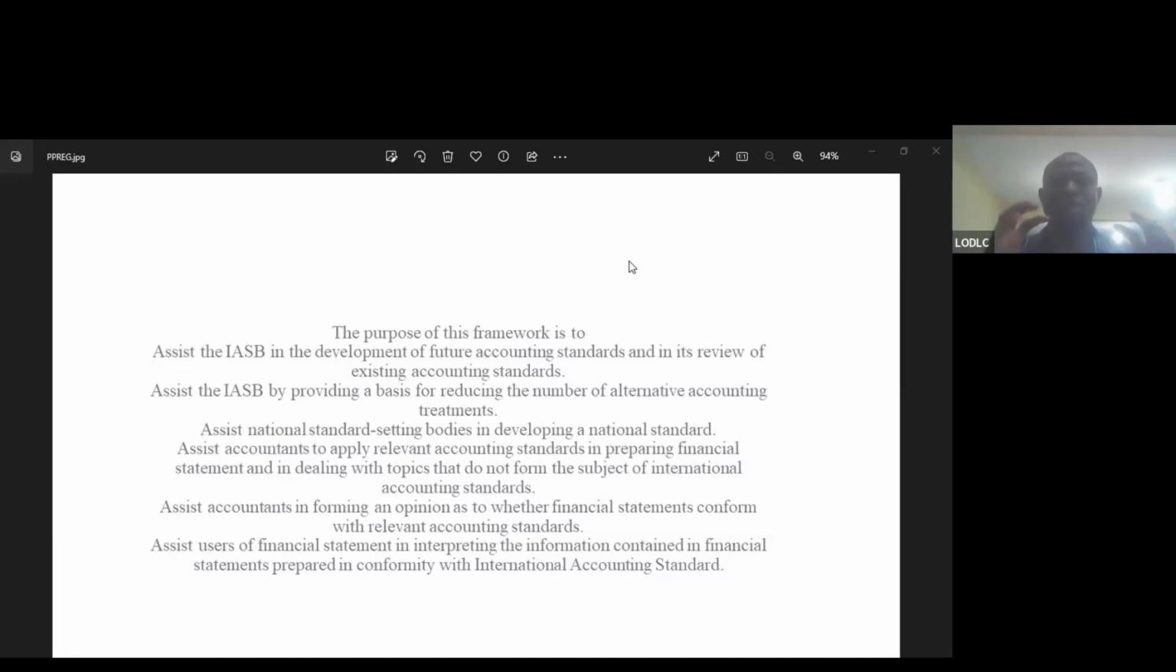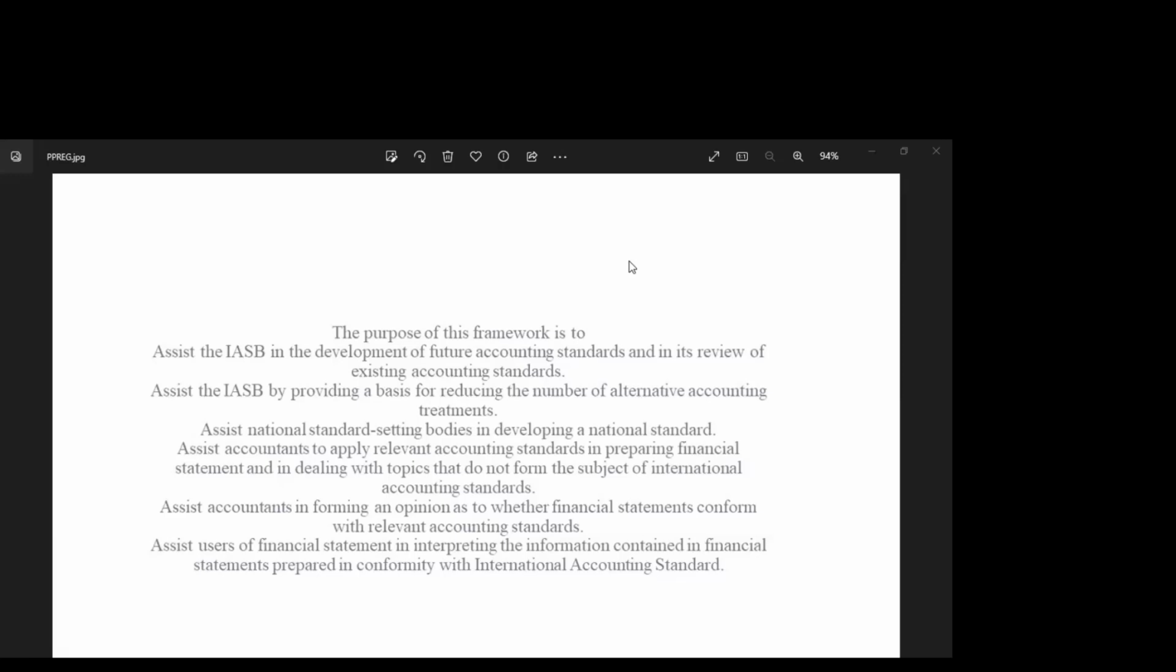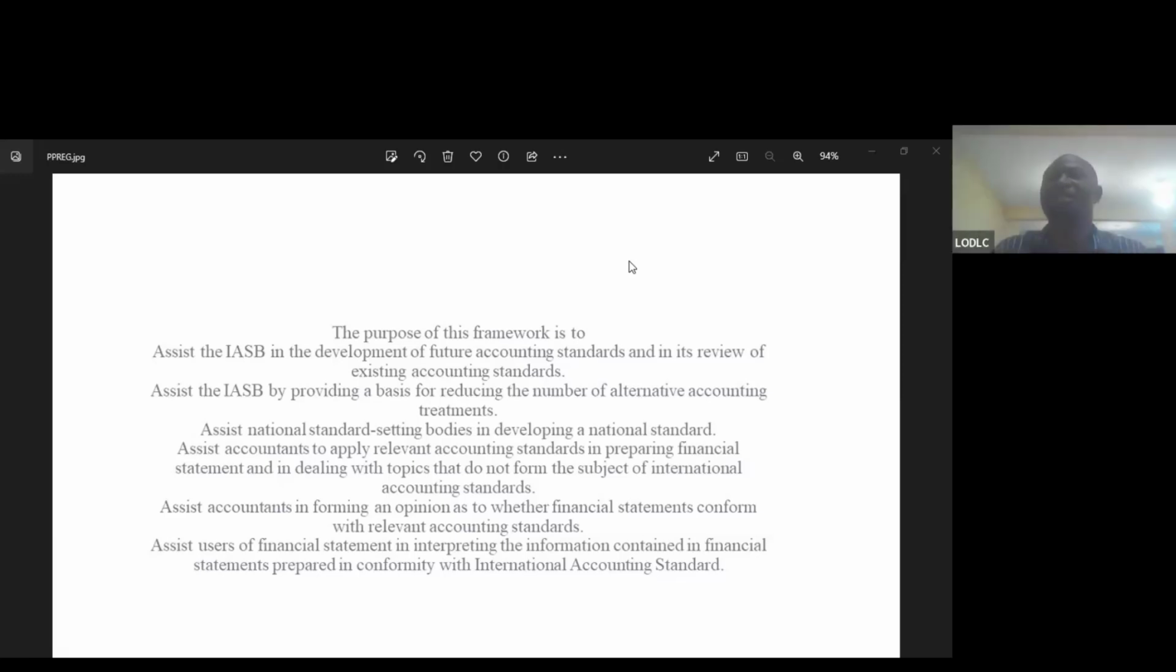Do you understand? So the framework assists users of financial statements in interpreting the information, because once you're able to get the required information that you need as a user, you can form your opinion whether to go on with the organization or not. So that's the essence of the framework. That is what we need to understand as far as this framework is concerned. So let's continue with our material.